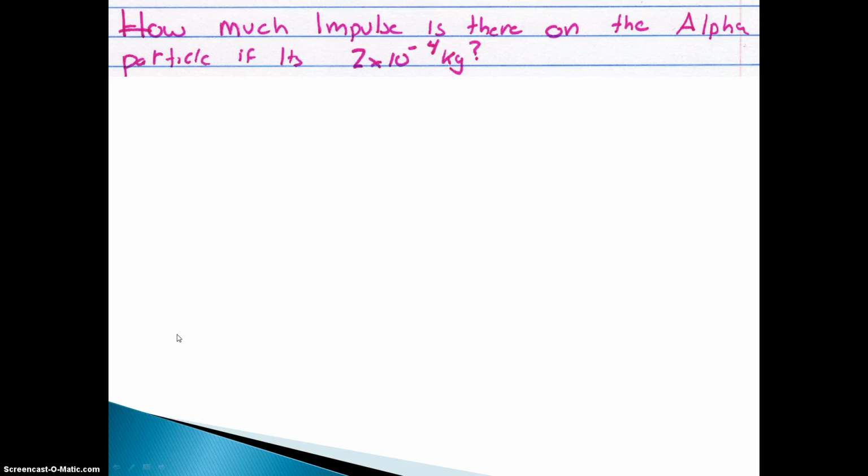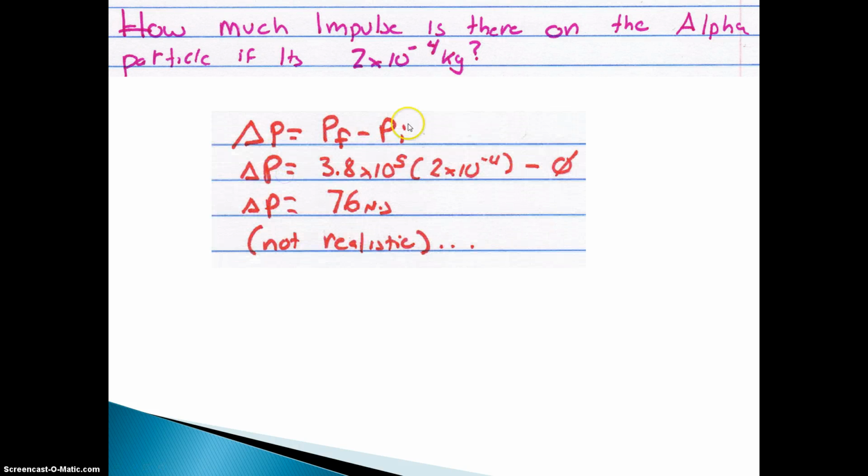How much impulse is there on the alpha particle if it's 2 times 10 to the minus 4th kilograms? Okay, we're trying to find impulse. We could either use the force and time or the mass times change of velocity. We know nothing about force and time, so we use the mass times change of velocity. Now we're looking at just the alpha particle, so let's only use the alpha particle's information, which is, I believe, object 1. Impulse is final minus initial.